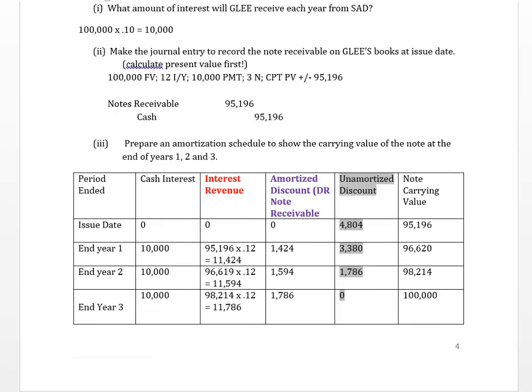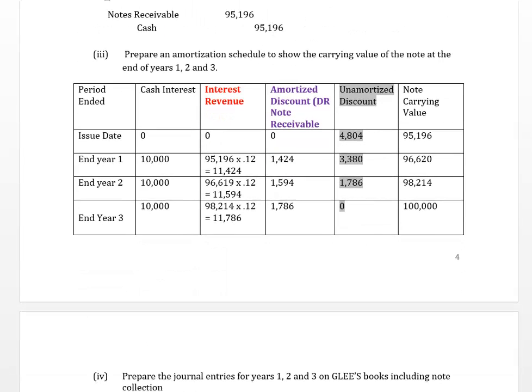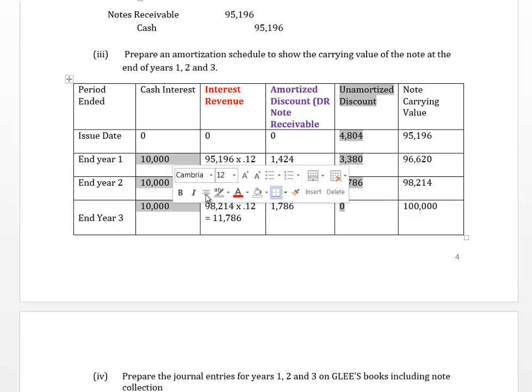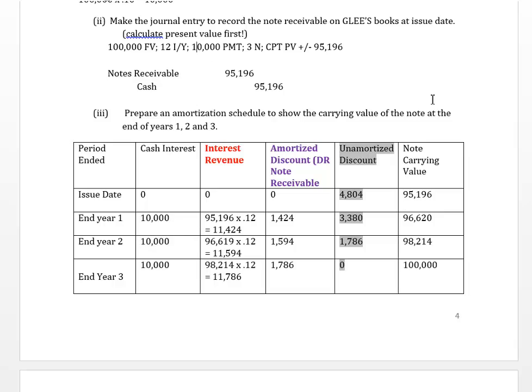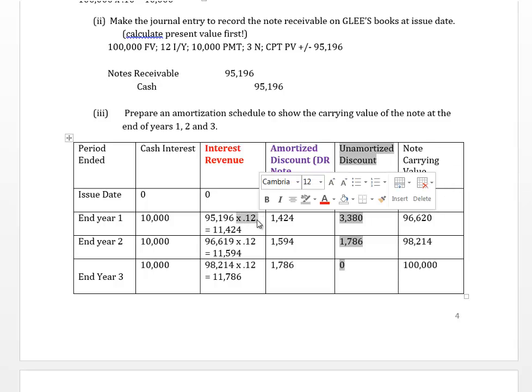Now, we set up the table in a very similar fashion that we did in the previous question. The only difference here is that you'll notice that the cash interest that's going to be received by Glee is your PMT, which we've already calculated. Our interest revenue, again, we're going to use the carrying value of the note and multiply it by 12%, not 10%, but 12%, because 12% is the yield. And each period we'll get an amount for interest revenue based on that calculation.